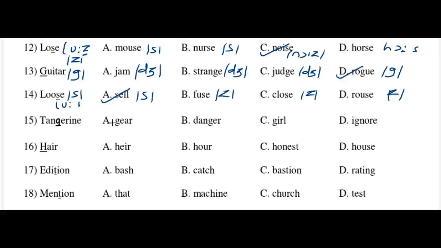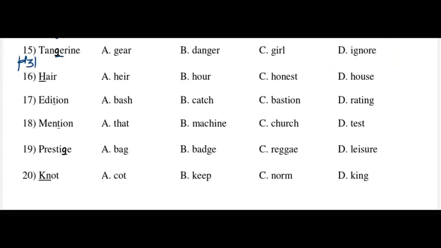Then number 15, we have tangerine. The underlined sound is j, this one, and so we need to locate j. Option A, gear. Option B, danger. Option C, girl, g. Option D, ignore, g. So the only one that contains j is danger, just like tangerine.